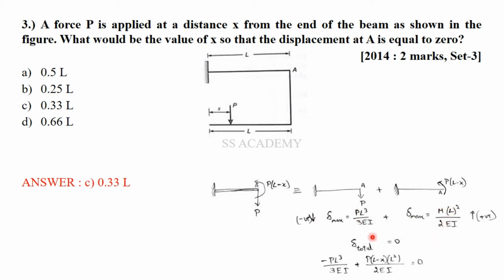These two must also be remembered, as I said in the earlier question. Since the force is downward, you must take it as negative, and since this moment is anticlockwise and the deflection is upward, you take it as positive. So minus PL cubed by 3EI plus ML squared by 2EI. Instead of M, it is P into (L minus X). So P into (L minus X) into L squared by 2EI is equal to 0. Just by equating it to 0, you get the value of x, which comes out to be 0.33 L.